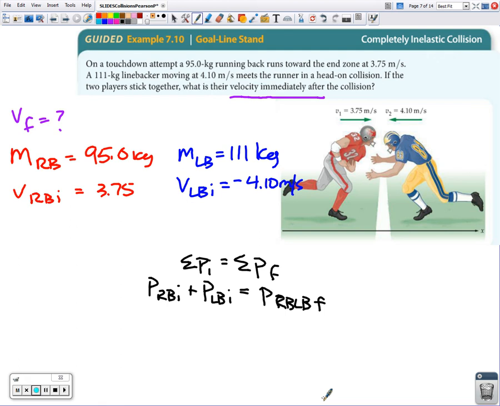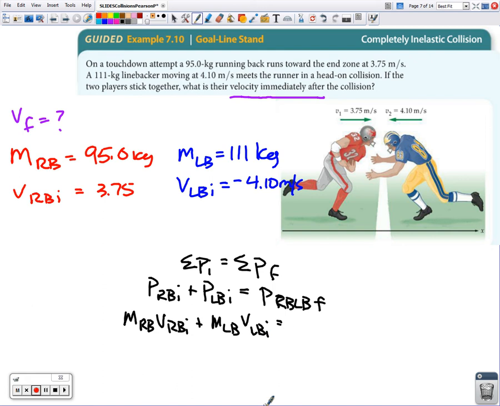And you don't have to show me every single one of these steps every time, but we know that when we're calculating momentum, we have to calculate the momentum of the object based on two factors. Those two factors being, how do we determine the momentum of an object? I guess that was mass times velocity. So we go mass of the running back times initial velocity of the running back plus mass of the linebacker times velocity of the linebacker initial.